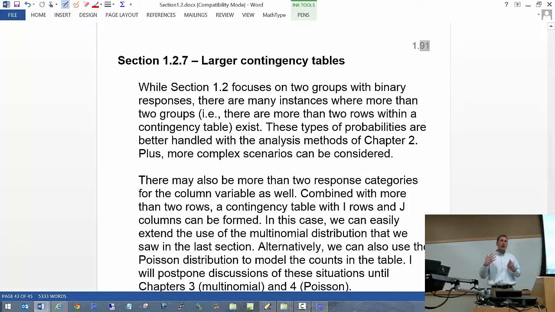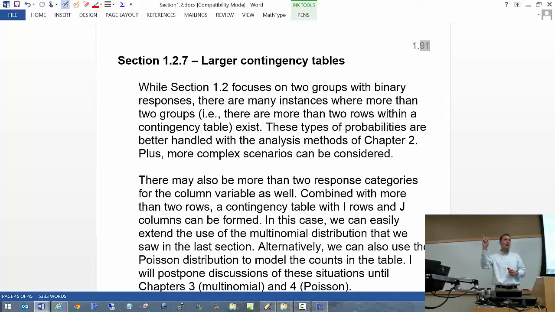And of course you can have larger contingency tables than 2 by 2, and we will talk about those in chapters 2, 3, and 4. In chapter 2, what we will do is say, okay, suppose you still have a success or failure. So you still have 2 possible response outcomes, but maybe now you have a large number of rows. Okay. And then in chapter 3 and chapter 4, we'll say, well, you could still have a large number of rows, but maybe now you have a large number of columns too.